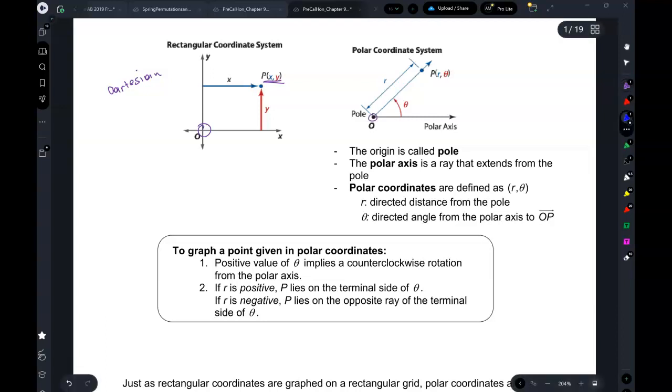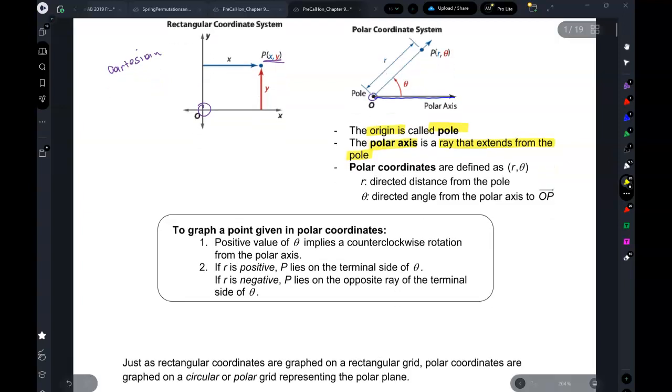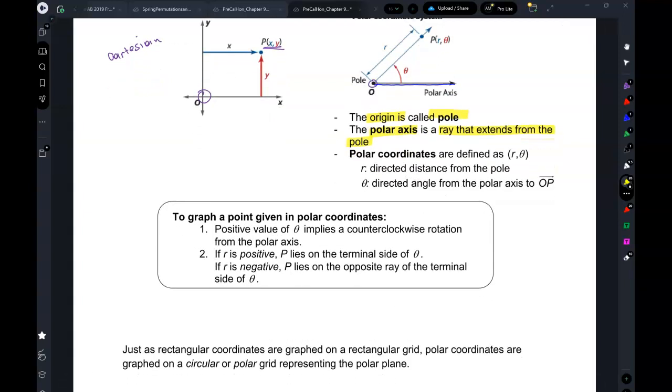And then this 0 axis, that's the polar axis. And then from there, we rotate. So again, the origin is called the pole. The polar axis is a ray that extends from the pole. And then polar coordinates are r and theta. r is the distance that you go away from the pole. Theta is the angle from the polar axis.